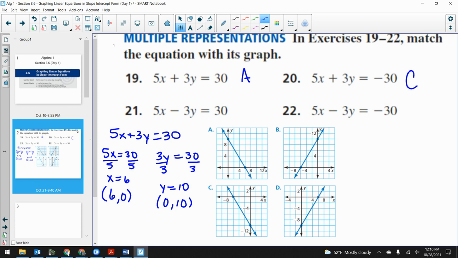Number 21, if I divide by positive 5x, I get positive 6 as my x-intercept. So positive 6. If I divide by negative 3, I get a negative 10, so negative 10. Graph D, that must mean graph B is my last one. Negative x value, positive y value, negative x, positive y. Questions on the warm-up?